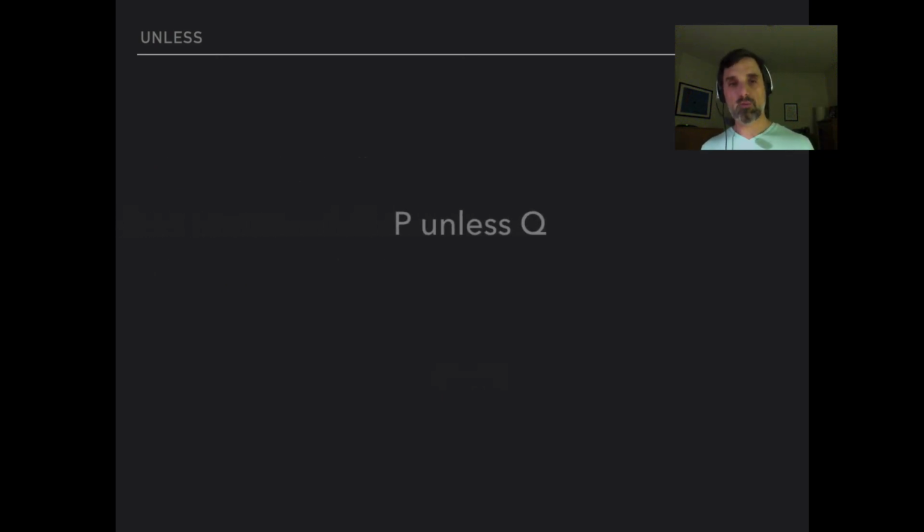So in general, we have P unless Q. What is that like? If not Q, then P. So that's it. That's what you need to know to symbolize a sentence like P unless Q. Take the unless part, negate it, it goes in the antecedent, the P is the other part. So there you go. That's P unless Q.